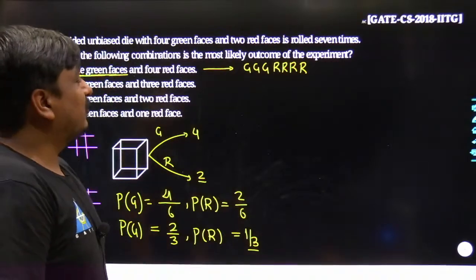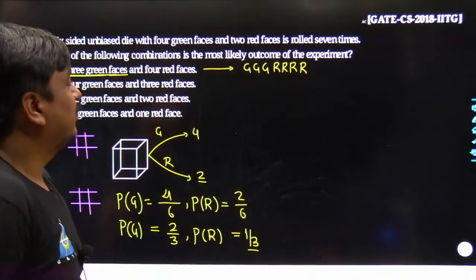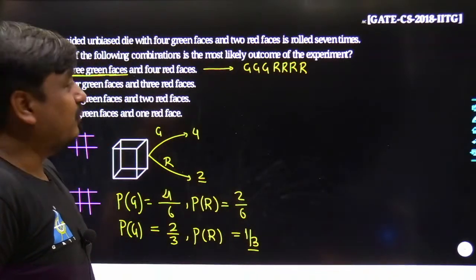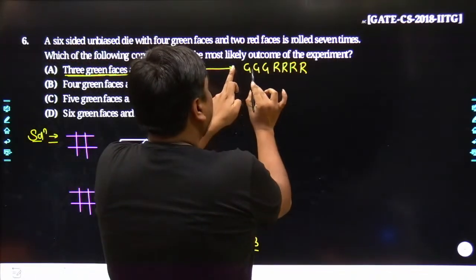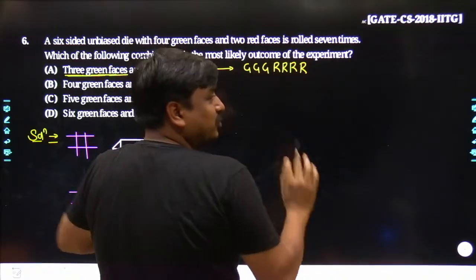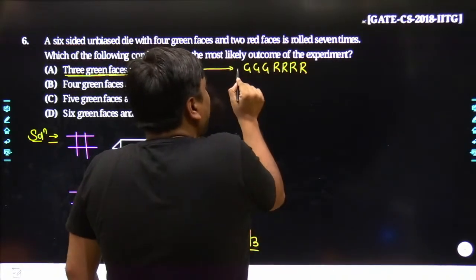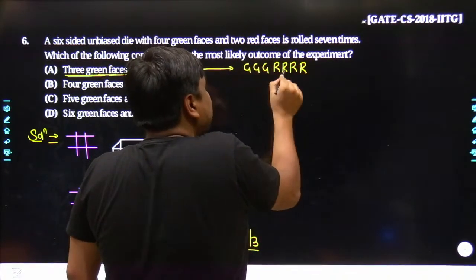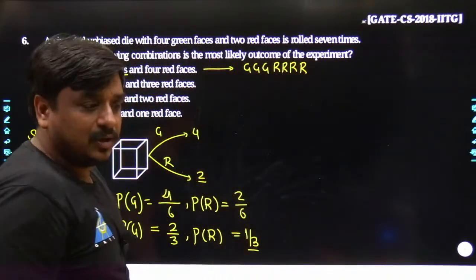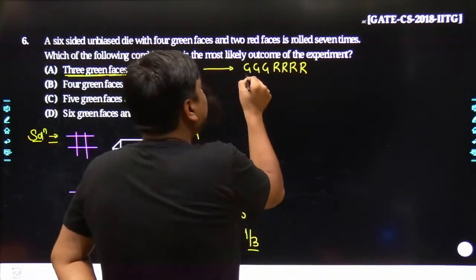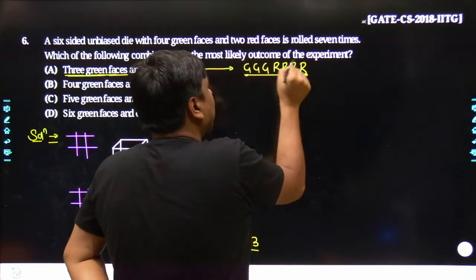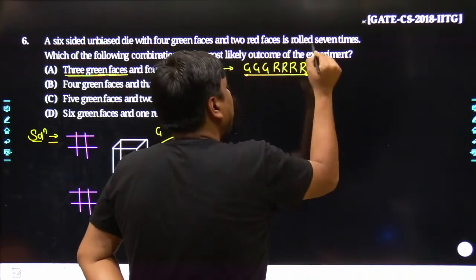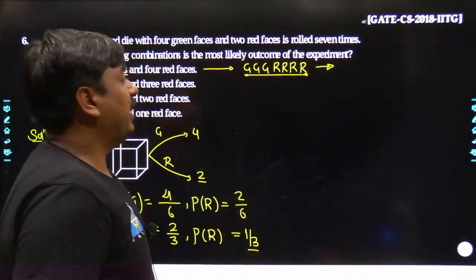Yes. But one of the more interesting things is that this is not the only arrangement which would satisfy this requirement. Even G, R, R, R, R, G would also satisfy this requirement. Even R, R, R, R, G, G, G would also satisfy this requirement. Do you know how many different words we can frame from G, G, G, R, R, R without dropping any of the alphabet, without repeating any of the alphabet?